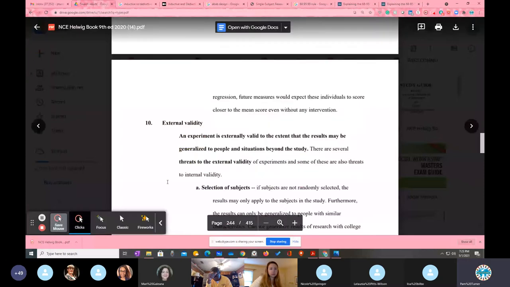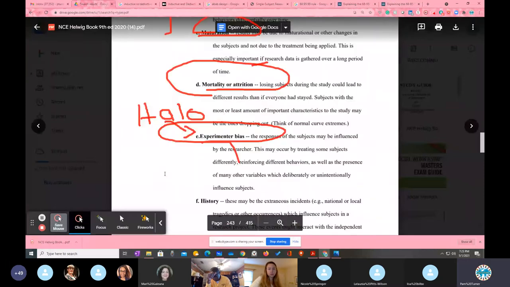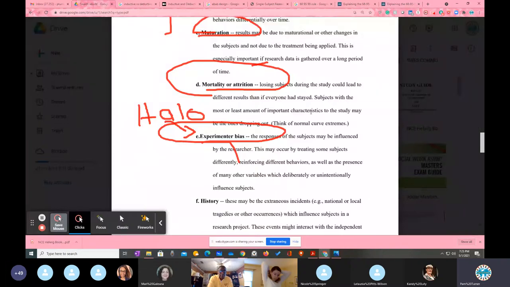So internal validity is the inside of the research, the inside of the test questions. Validity is, does it do what it's supposed to do? Does it measure what it's supposed to measure? Is it valid? If I take that dollar store pregnancy test, it better be valid. That's all that matters, is validity. Internal validity is either your research or the inside of your instrument.